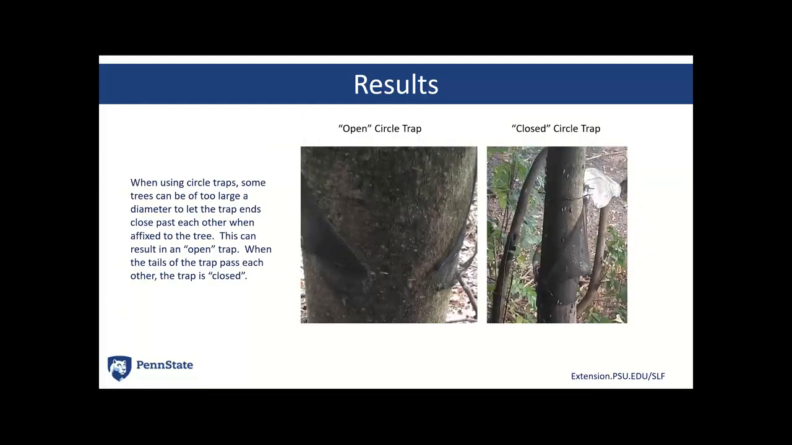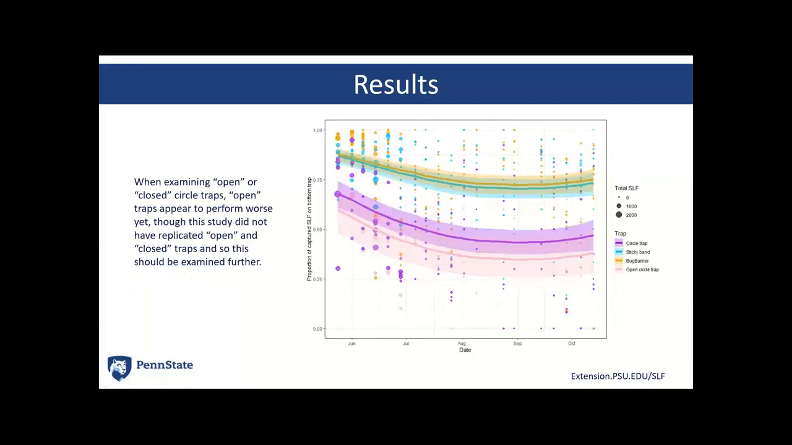And so when we looked at that, we took a look at the circle traps, and if anyone gets to using circle traps, you can close them around the back of the tree, and the way it works is it's just a funnel that they walk up into. They're channeled into your collection container, be it a bag or a jar. But if those trap wings don't come all the way together, we called it an open trap. And if they do make it all the way around, we called it a closed trap. And you can see there, your sensitivity falls even greater.